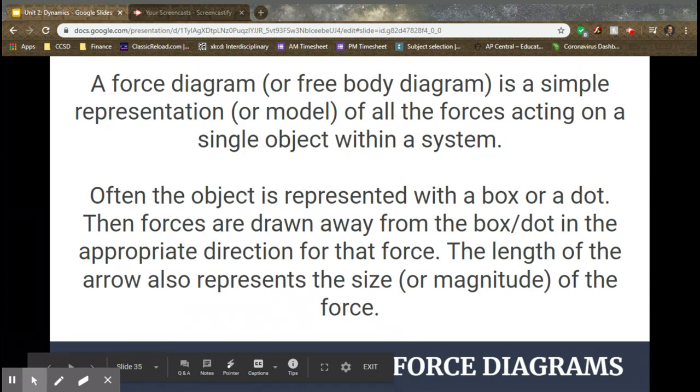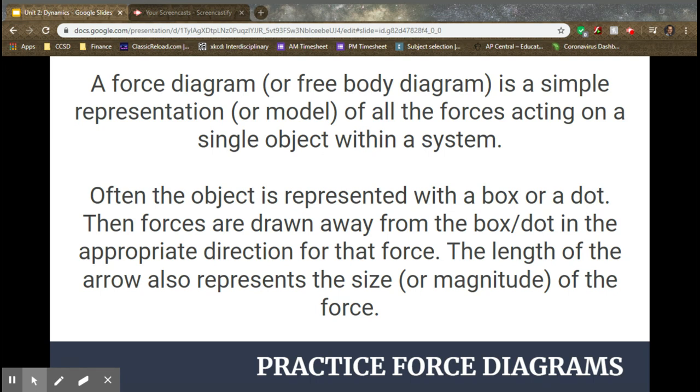Okay. Let's talk about force diagrams, or sometimes called free body diagrams. I go back and forth between how I call them, but they mean the same thing, okay? Basically, you're just going to look at a single object. Every force diagram or free body diagram only looks at a single object. If you want to look at the forces acting on multiple objects, you need multiple force diagrams, okay?